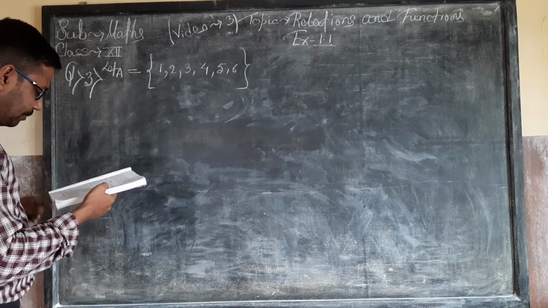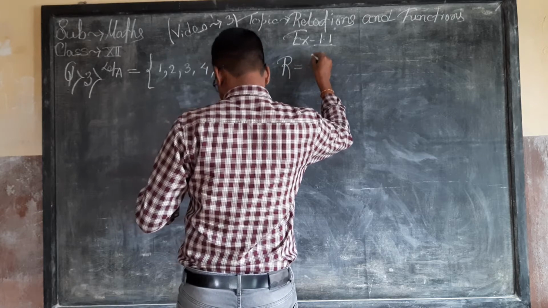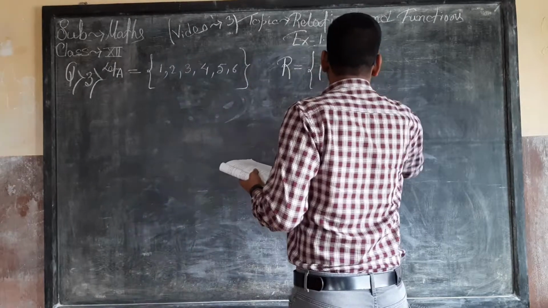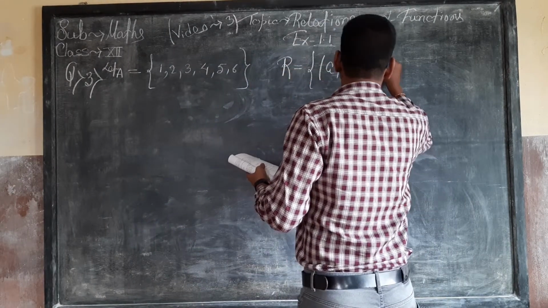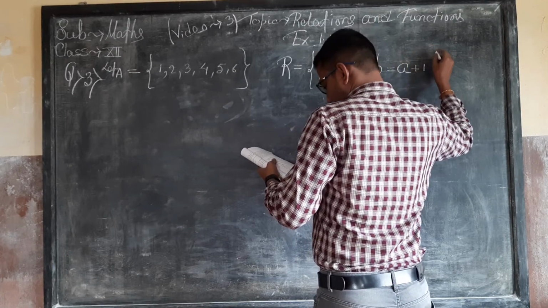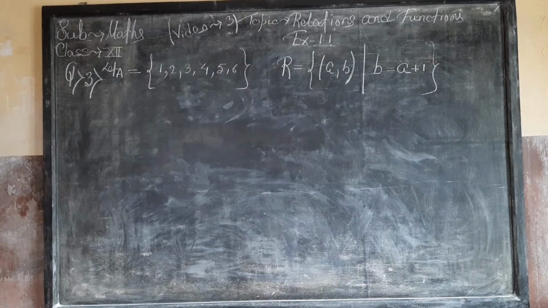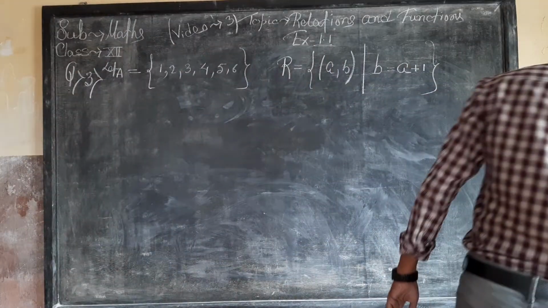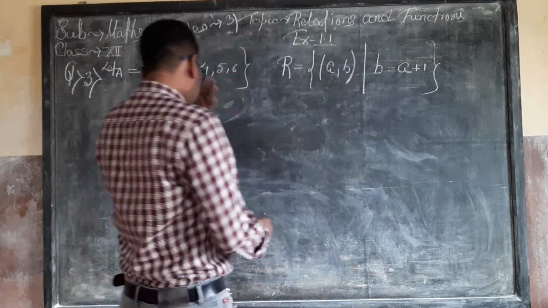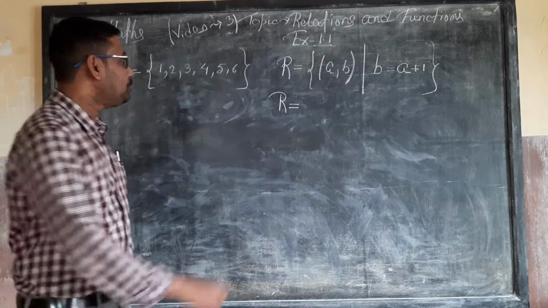and the definition of this R is: R contains the ordered pair (a, b), such that b is equal to a plus 1, and justify that this relation is reflexive, symmetric or transitive. This is our question. So as per this definition, what is the roster form of this relation?